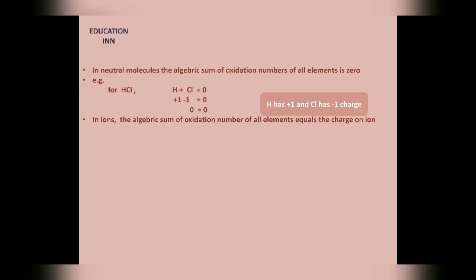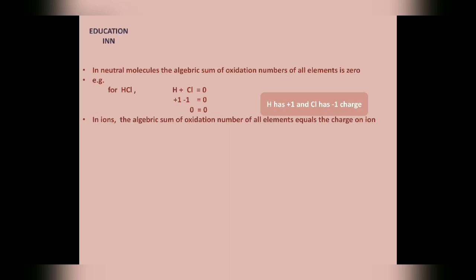In a neutral molecule, the algebraic sum of the oxidation numbers of all the elements is 0. We are talking about neutral molecules. Neutral molecule means the charge on the overall molecule will be 0. For example, for HCl, which is a neutral molecule, the sum will be equal to 0. Hydrogen has +1 charge and chlorine has -1. So putting these values, we get the sum equal to 0. So for neutral molecules, the sum is always equal to 0.